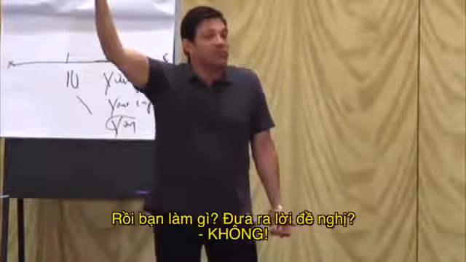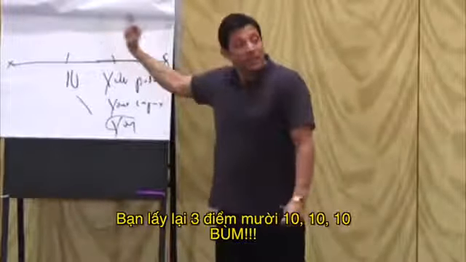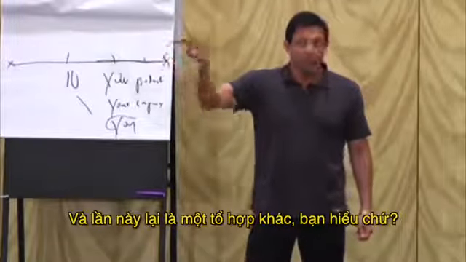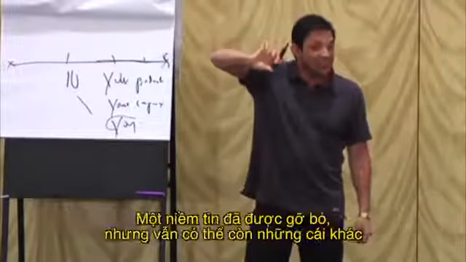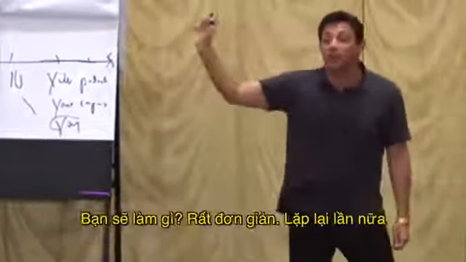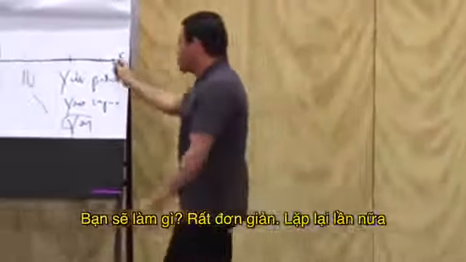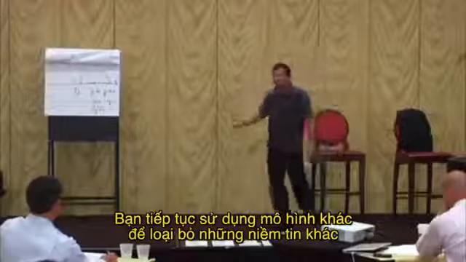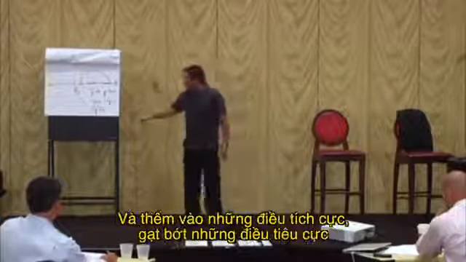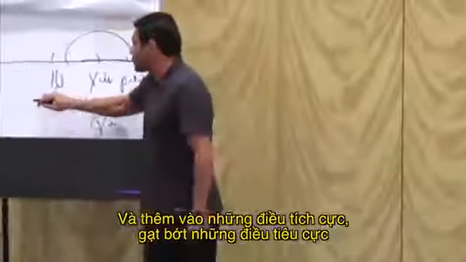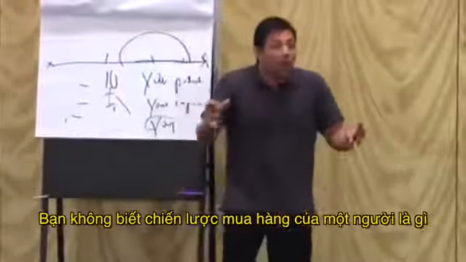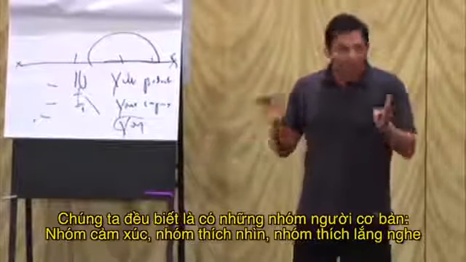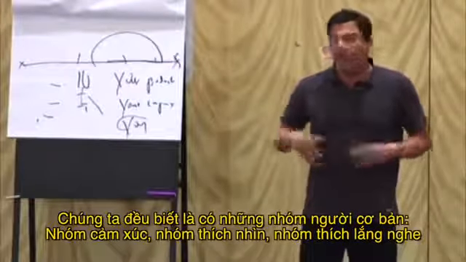And then do you ask for the order? No. You run the three 10s again, 10, 10, 10, boom. Ask for the order. Three turns to the right. Now another combination. You get it? Now that might have been one belief you knocked out, but maybe there's another. So what do you do? Very simple. You loop back again, in a different pattern. You keep running different patterns and knocking out different beliefs and adding on different positives, knocking out more negatives. You don't know everyone's buying strategy. You can't be that smart. No one's that intuitive. We know basic stuff. I'll show you stuff about kinesthetic people, visual people, auditory.